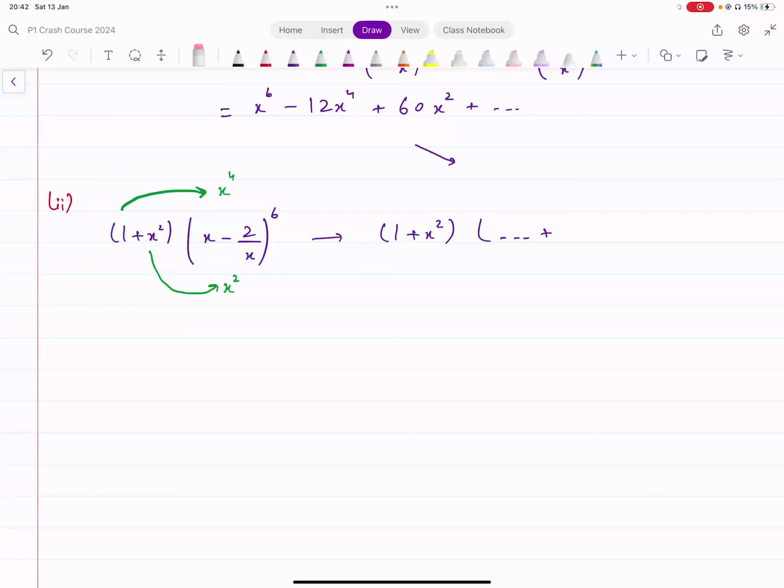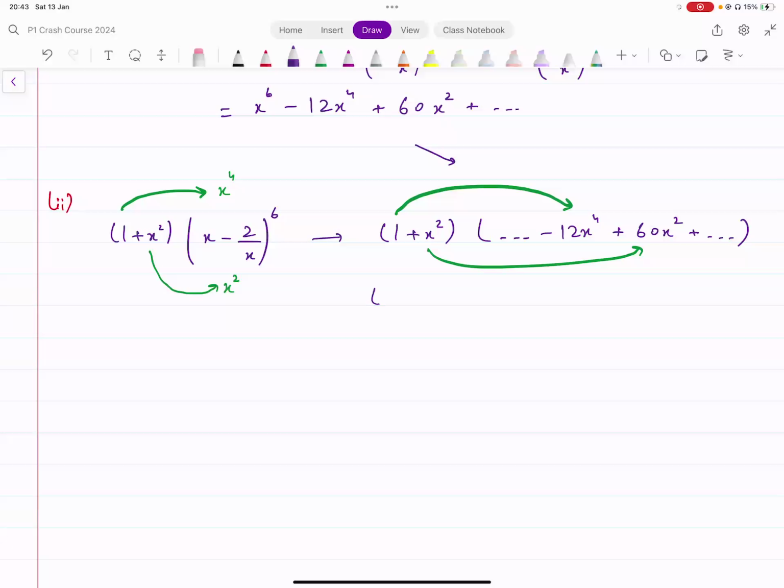Minus 12x raised to power 4 and then 60x squared. This is all that we need. Multiply 1 with this and multiply x squared with this. You could multiply the rest of it as well, but we don't need that, right? We want x raised to power 4 as the final result.